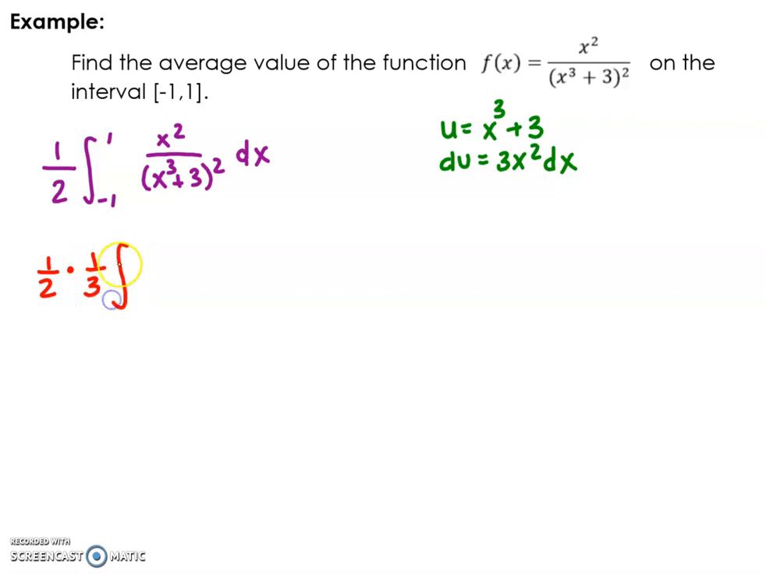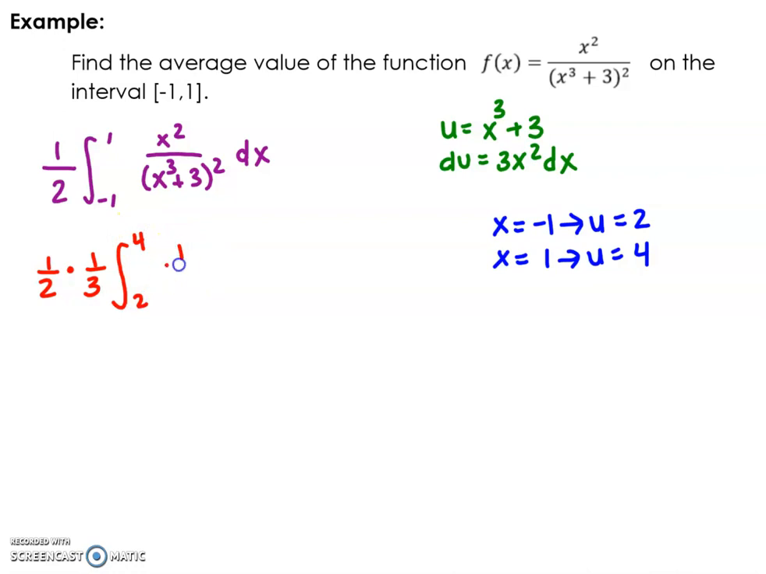Because I'm going to use u substitution, I am going to change the bounds. So my limits of integration, if I have them right now in terms of x, when x is -1, u is going to equal -1 cubed plus 3, which is going to be 2. When x is equal to +1, u is going to be 1 cubed plus 3, which is 4. So we're going to go from 2 to 4.